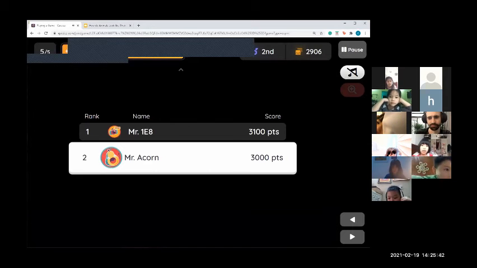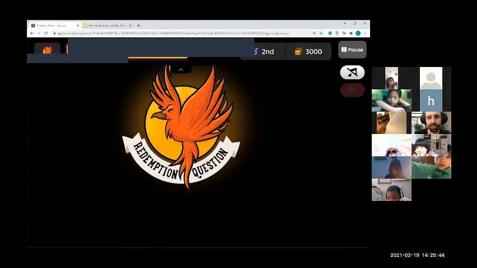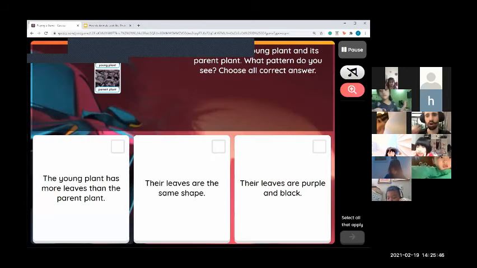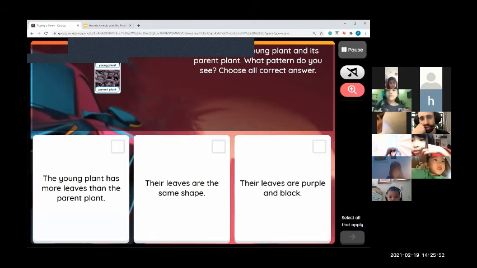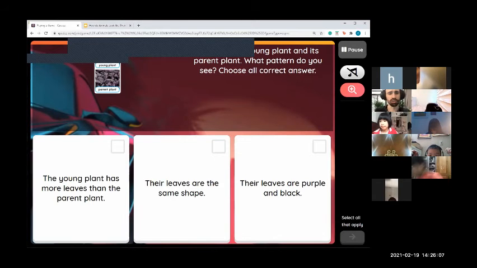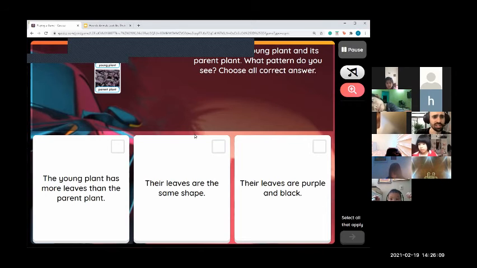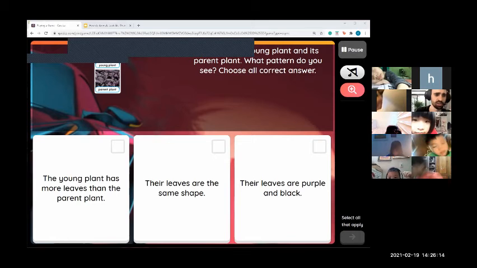That was really good. Oh, we get a redemption question. Oh, this is the one we got wrong. Observe this young plant and its parent plant. What pattern do you see? Choose all correct answers. So I'm just going to call on one person to try to answer this, and we'll see if they get it right or wrong. So guys, this person better be good.